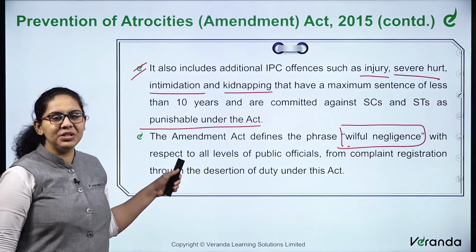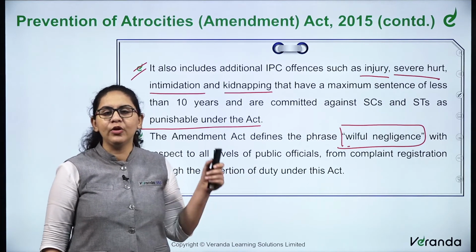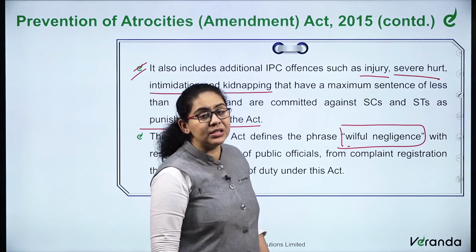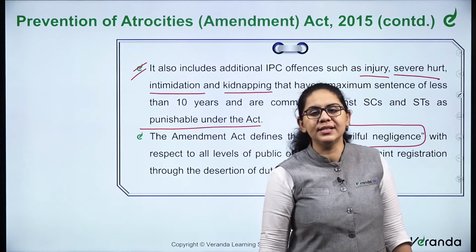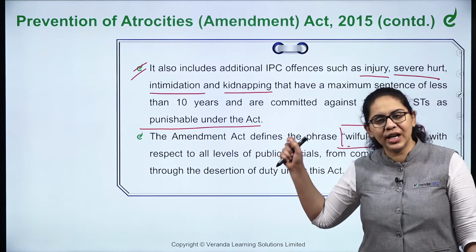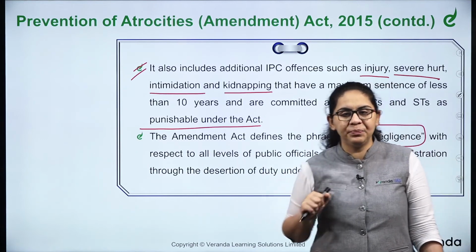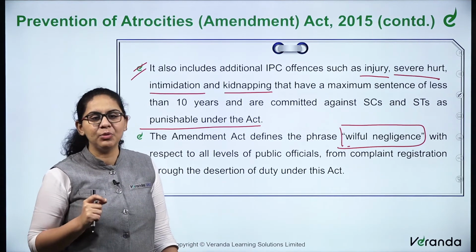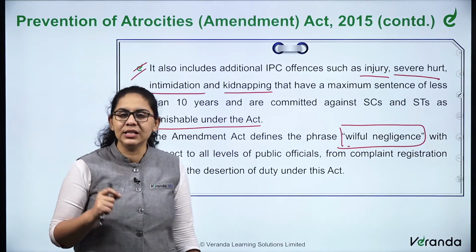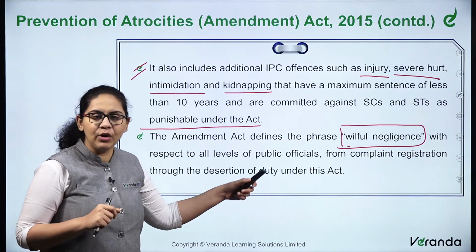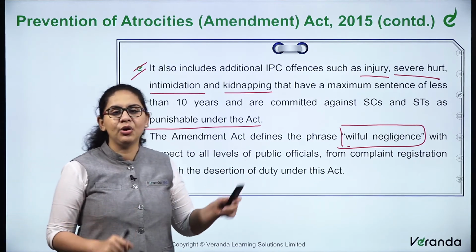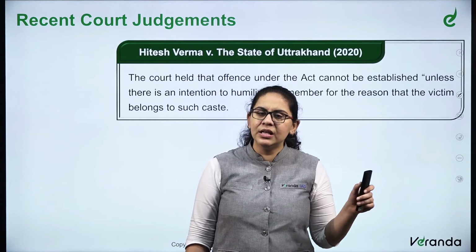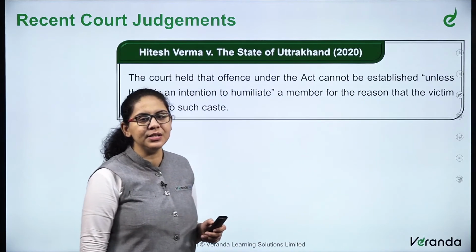Willful negligence with respect to all levels of public officials, from complaint registration through the desertion of duty under this Act. This Act went one step ahead. It said that if the complaint is not getting registered, if at any level of public officials the member or victim of the SC/ST community is not able to get justice, that is willful negligence, from complaint registration till the desertion of duty. Some important recent court judgments we will discuss.